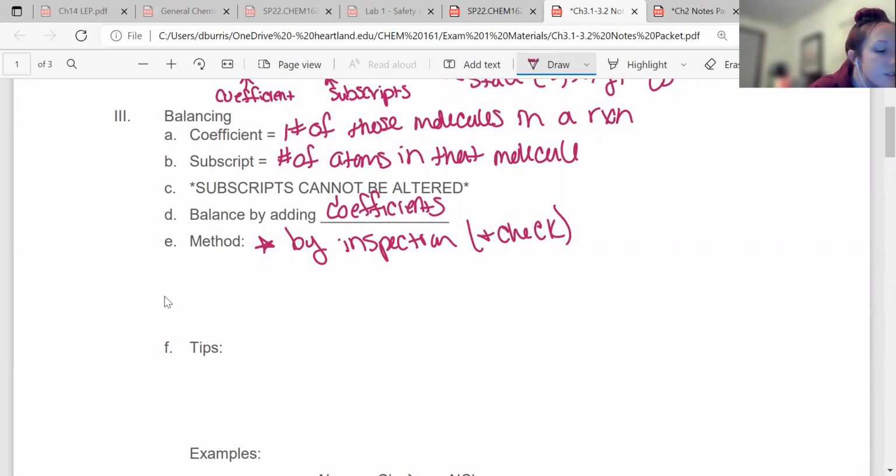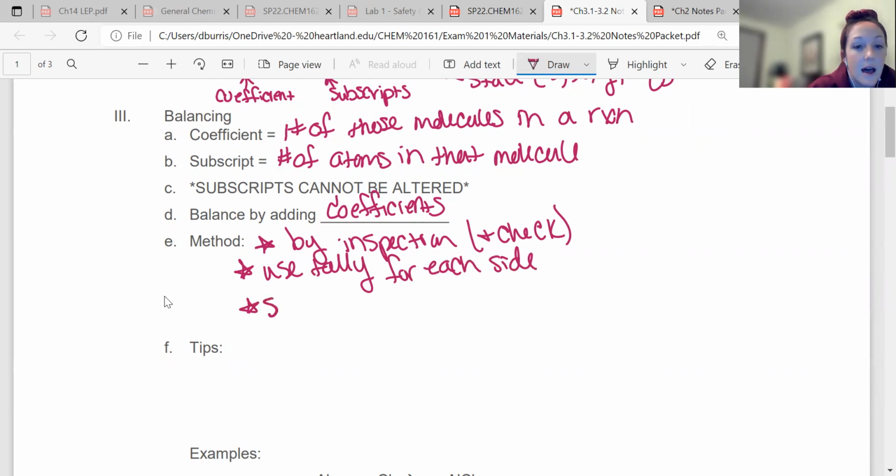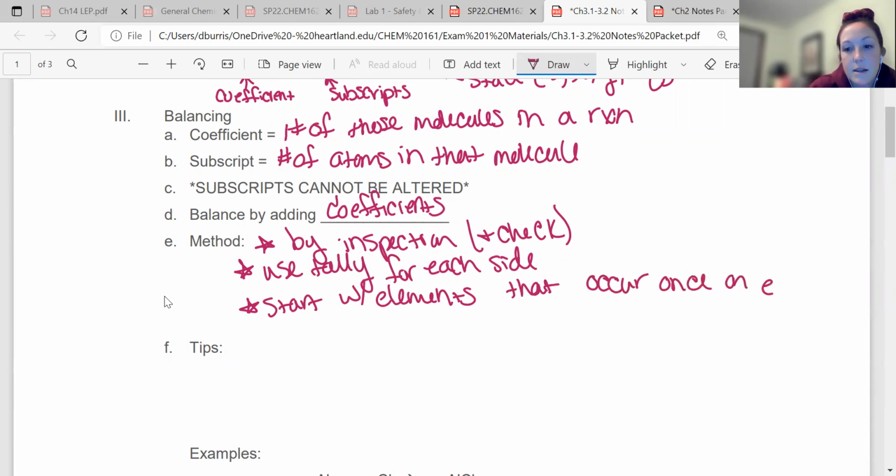The other thing is, I would use a tally to keep track of how many of each element you have. Use a tally for each side, because you should have the same number of atoms on one side as you do on the other side. And you want to start with elements that occur once on each side, the reactant side and the product side. That'll make it easier.